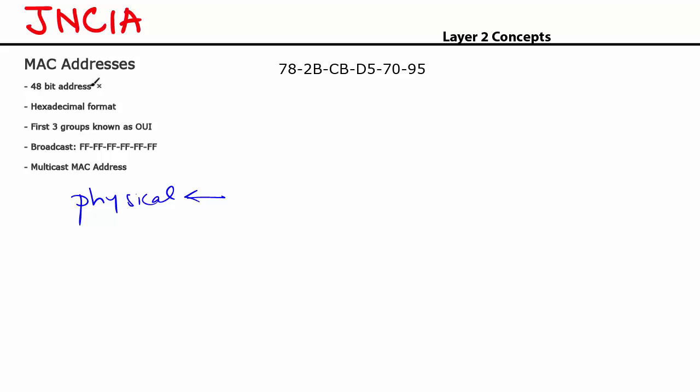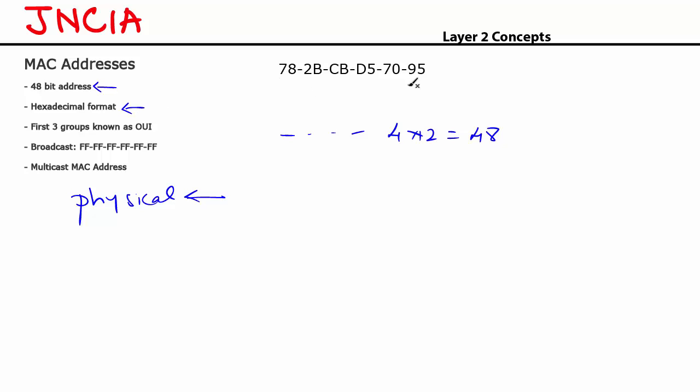MAC address is a 48-bit address represented by 12 hexadecimal characters. As you can see, 12 hexadecimal characters. These hexadecimal characters are divided in groups of 2. So you have 6 groups of 2 hexadecimal characters. Every hexadecimal character can be represented by 4 binary bits. So you have 12 characters, 4 into 12 makes a total of 48 bits. That's why it is a 48-bit address. Also, it is written in hexadecimal format.